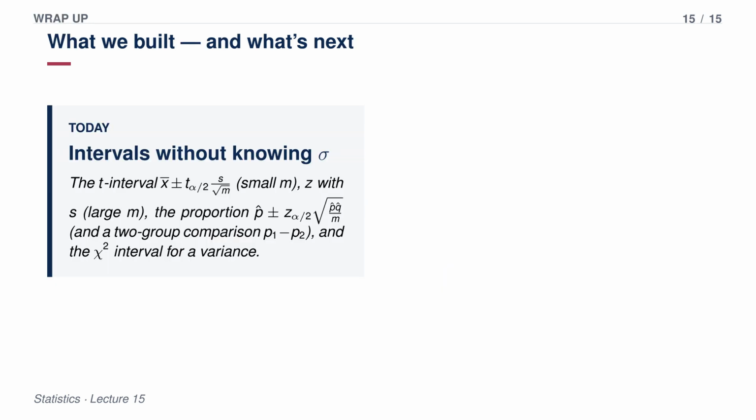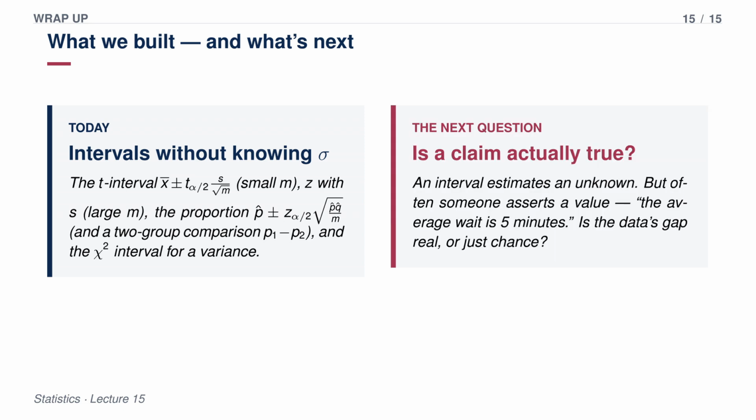Let's gather it up. Today we built confidence intervals for when sigma is unknown, the T interval for a small sample mean, and Z with S for a large sample. Plus an interval for a proportion, and a two-group comparison that let Riverbend make an actual call, and the chi-squared interval for a variance. But notice what every one of these did. It estimated an unknown. What if instead somebody hands you a claim, the average wait is 5 minutes, and you want to know if it's true?